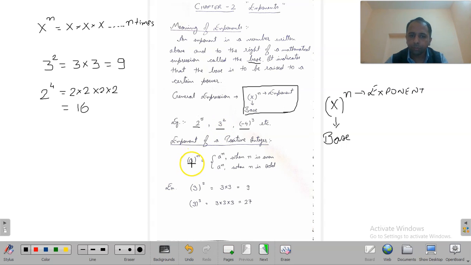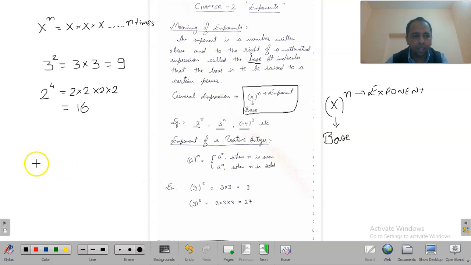Now a to the power n, where a is a positive integer, it will be a to the power n when n is an even number. That means when the exponent is even, it will be a to the power n, and it will also remain a to the power n when n is an odd number. So in case of a positive base value, the value will remain the same.